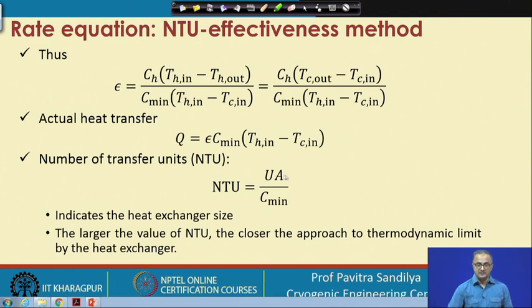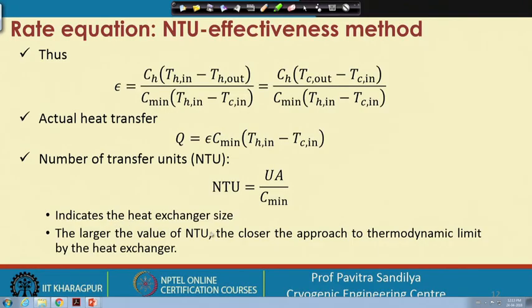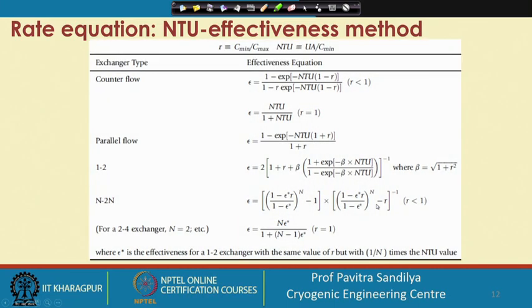And now with these definitions we define the NTU like this. This is the ratio of the UA to the C min, and these ratios can also be derived from theory. This NTU determines the heat exchanger size, and the larger the value of the NTU, the closer is the approach to the thermodynamic limit of the heat exchanger. Now this table gives some relationship between the epsilon and the NTU.